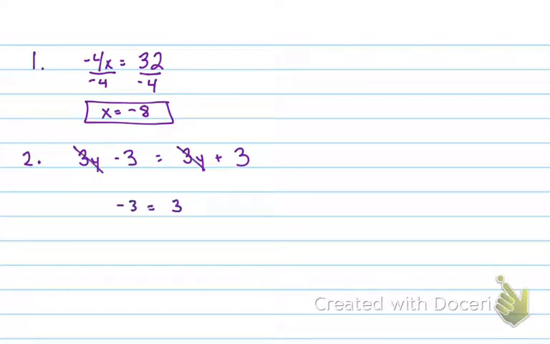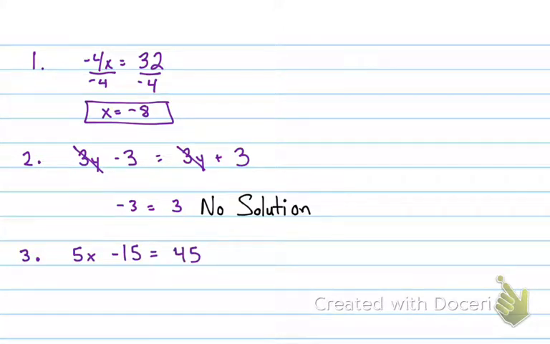Just like Gavin just explained, my variables canceled out, and what was left, -3 = 3, was not a true statement. So I would say that this is no solution. No solution. All right, so very good. Okay, number 3. Go ahead and solve that equation.